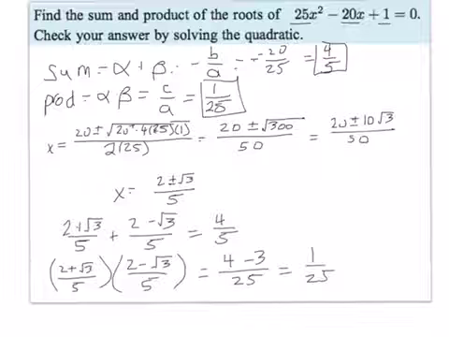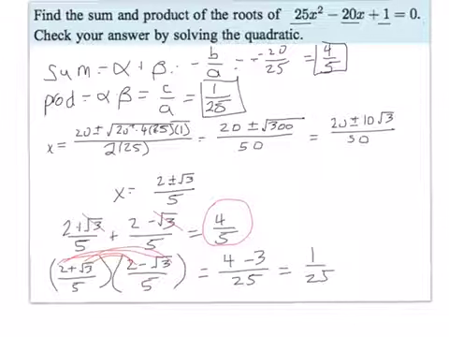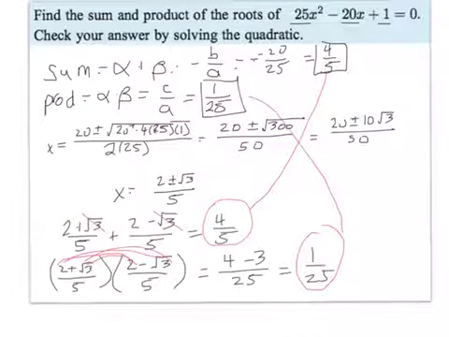When I add them together, of course, the radicals will cancel out, positive and negative, and I'll get 2 over 5 plus 2 over 5, which is 4 over 5. And then when I multiply them, I'll get the 2 times the 2, which is the 4. Then I'll get a minus 2 root 3 and a plus 2 root 3, which will cancel out. And then the root 3 times the minus root 3 will give me minus 3. And 4 minus 3, of course, is 1 over 5 times 5 is 25. Therefore, it checks out. I get exactly the same thing by going through all the work as I do by just taking the shortcuts for the sum and product of roots.